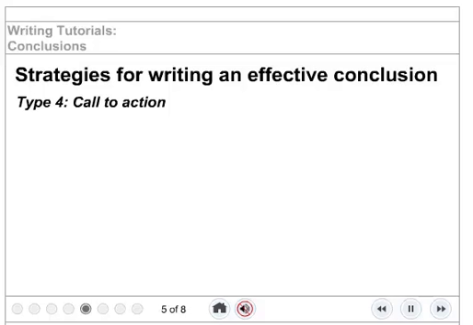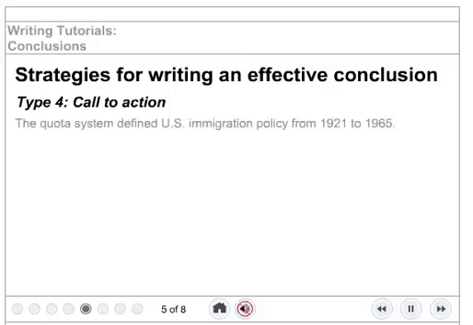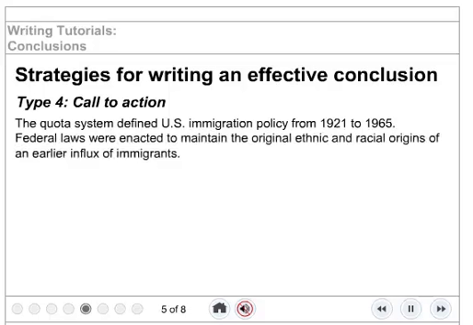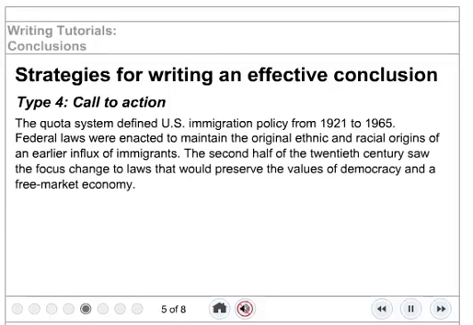Let's consider a call to action at the end of a history paper on U.S. immigration. The quota system defined U.S. immigration policy from 1921 to 1965. Federal laws were enacted to maintain the original ethnic and racial origins of an earlier influx of immigrants. The second half of the 20th century saw the focus change to laws that would preserve the values of democracy and a free market economy.